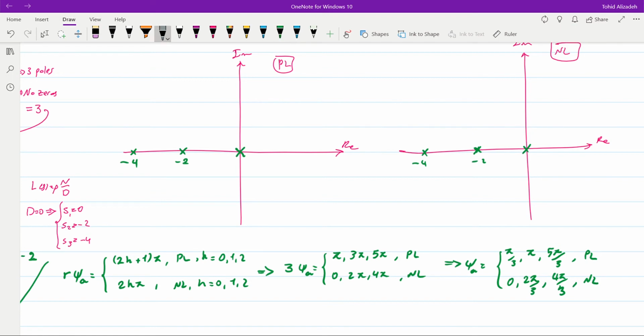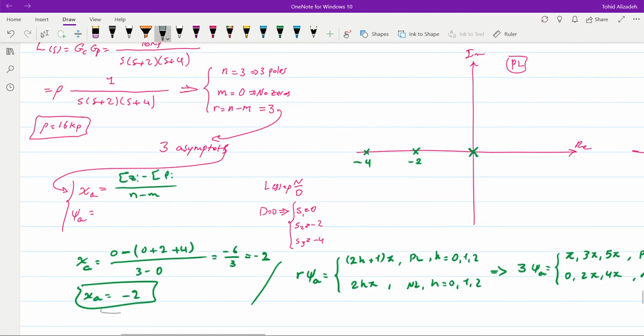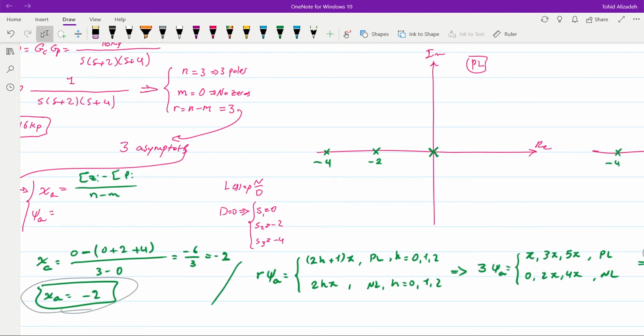Now that we have the angles and a point of abscissa, which is -2, as we already have found, we can draw the asymptotes. There will be 3 asymptotes.